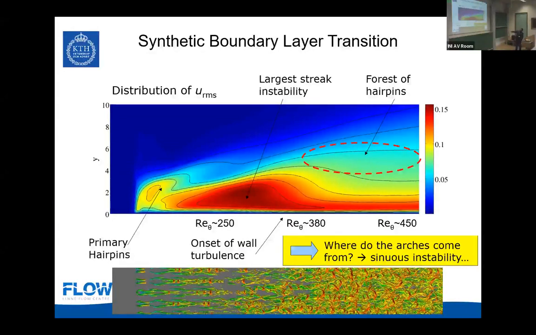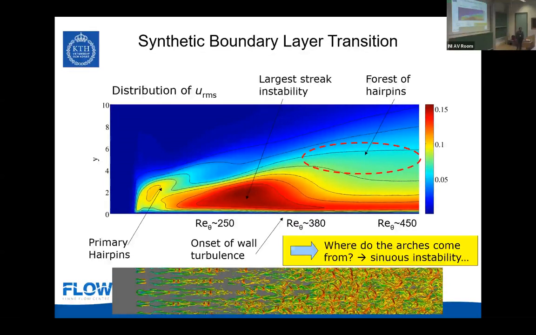So this is an RMS plot. This is where we put the hairpins. You see they disappear very quickly, and then the strongest RMS contribution actually comes from the secondary streaks that are being generated, which undergo a sinuous instability. And then you have these shed away vortices, which is then the forest of hairpins. But there's no direct connection between what we put here and what we observe later on.